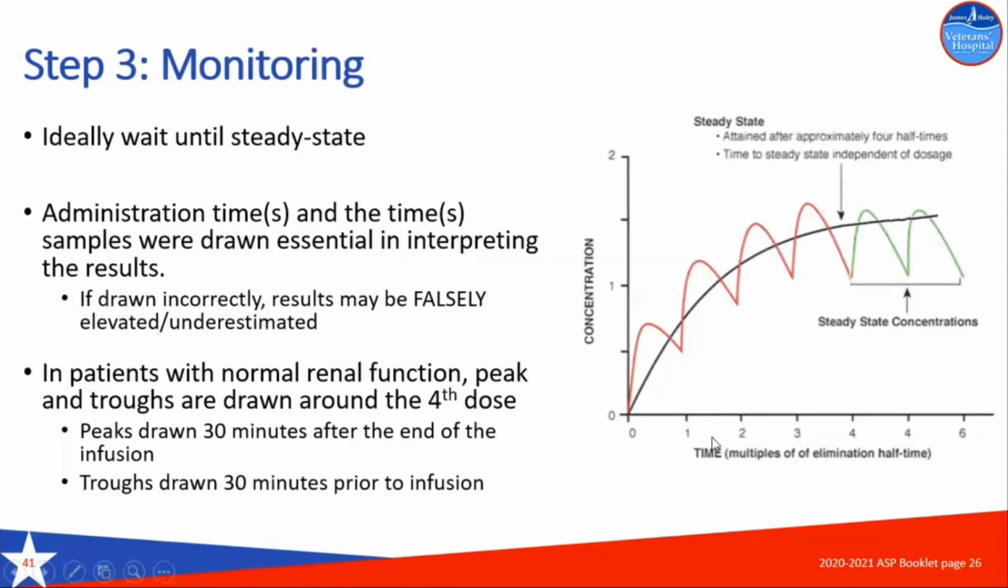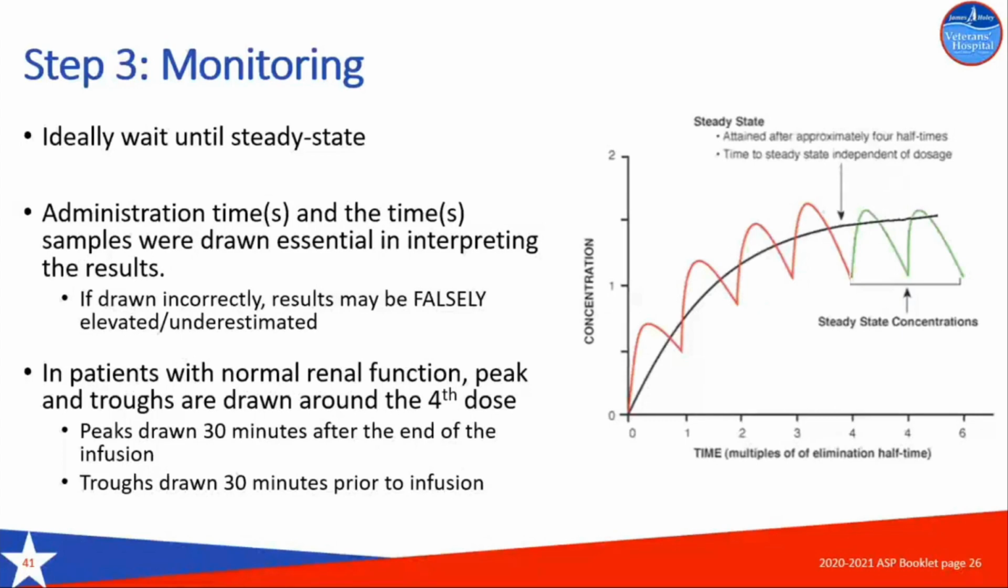And then monitoring, we're going to want to wait till steady state, so typically after 3 or 4 doses. And in patients with normal renal function, again, that's about 3 or 4 doses. And peaks will be drawn about 30 minutes after the end of the infusion because these drugs really don't need a long time to distribute. And then troughs are drawn about 30 minutes prior to infusion.